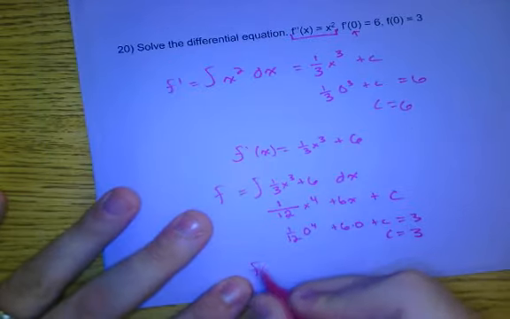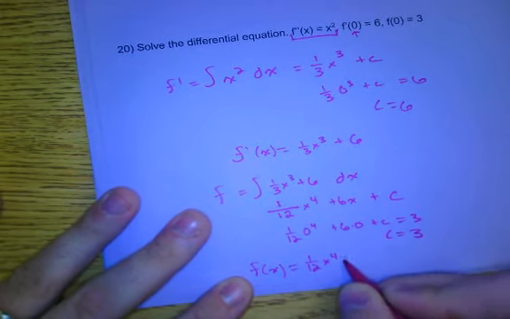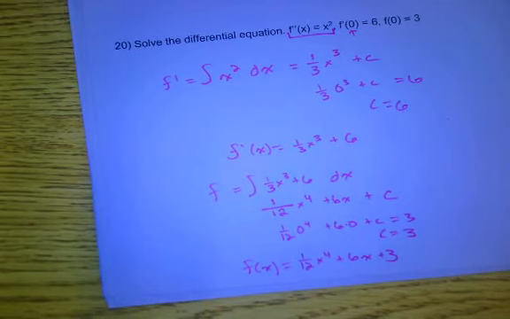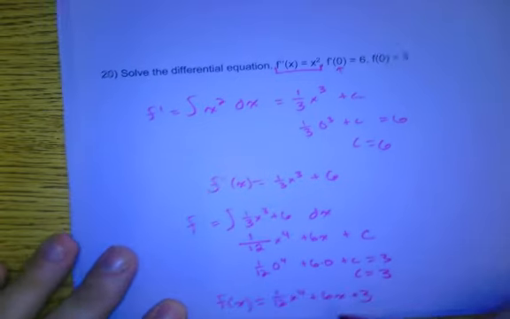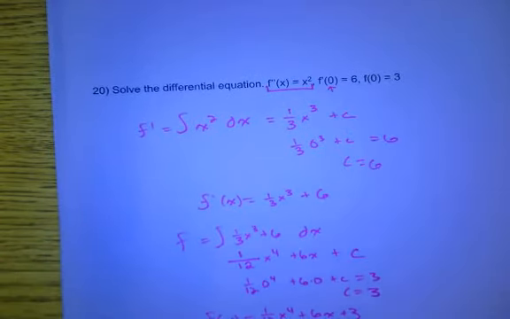So my final answer for f of x is 1/12 x to the 4th plus 6x plus 3. That's it. So if you take the derivative of this twice, you should get this. Anyone want to do that? I didn't think so. We're done.